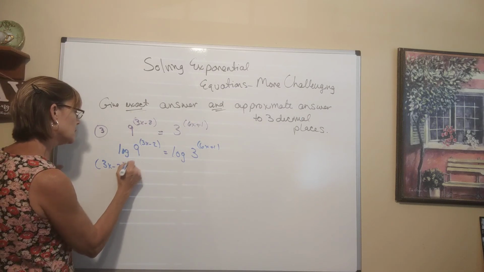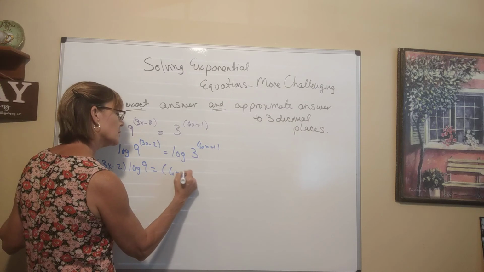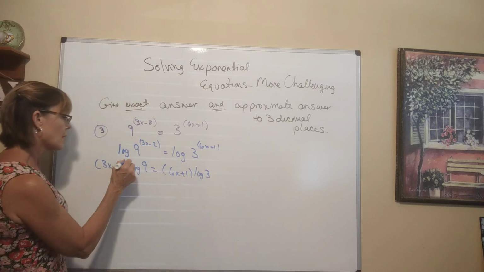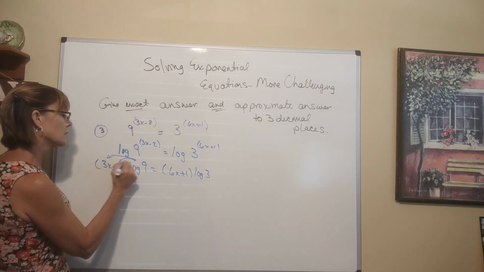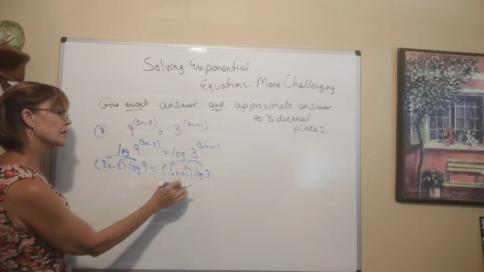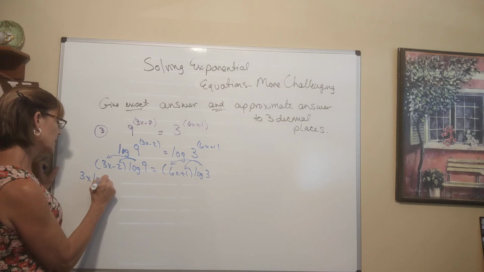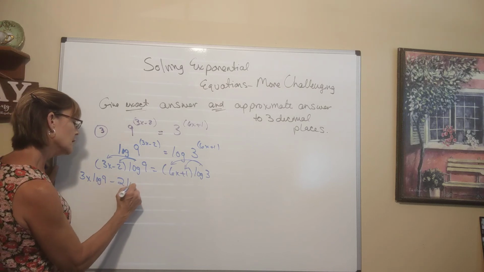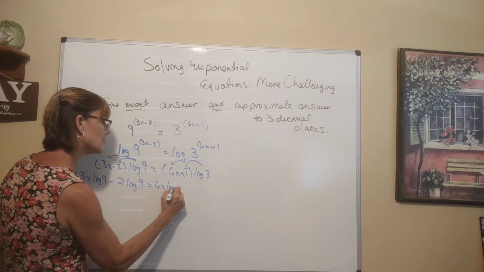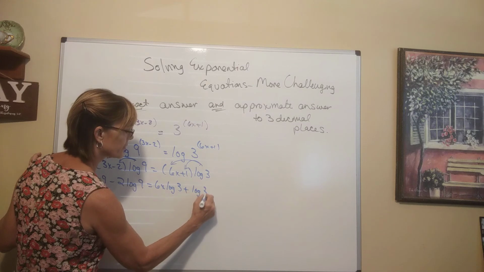3x minus 2 times the log of 9 is 6x plus 1 times the log of 3. Now I'm going to distribute this number called the log of 9 to both terms. I'm going to distribute log 3 over here. I get 3x times the log of 9 minus 2 times the log of 9 is 6x times the log of 3 plus 1 times the log of 3.